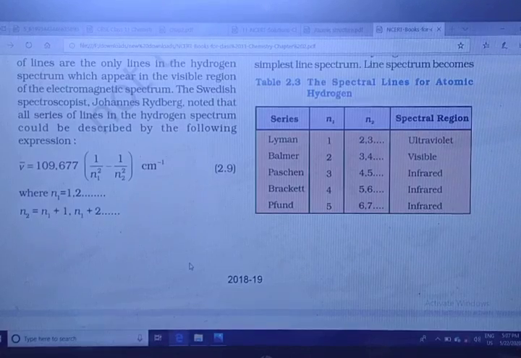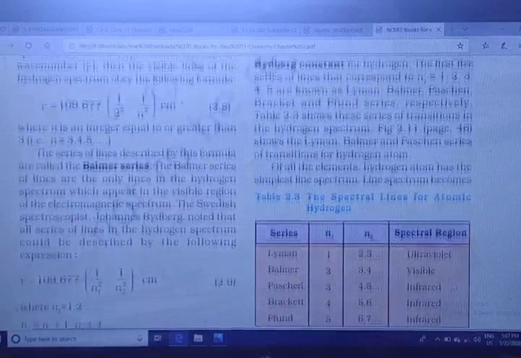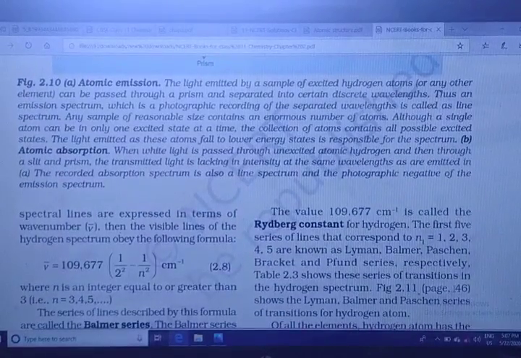Now here, n1 is equal to 1, 2, and so on, and n2 will be n1 plus 1. Are you getting or not? If you take the value n1 is equal to 1, then the value of n2 will be n1 plus 1. For example, n1 is equal to 1, so n2 will be 2. If n1 is equal to 2, then n2 will be 3. If n1 is equal to 3, then n2 will be 4. Are you getting? Yeah.